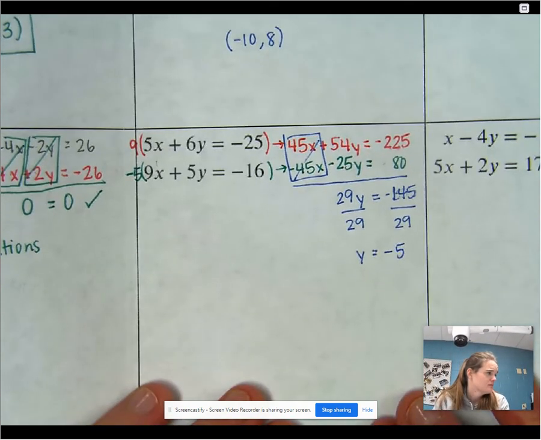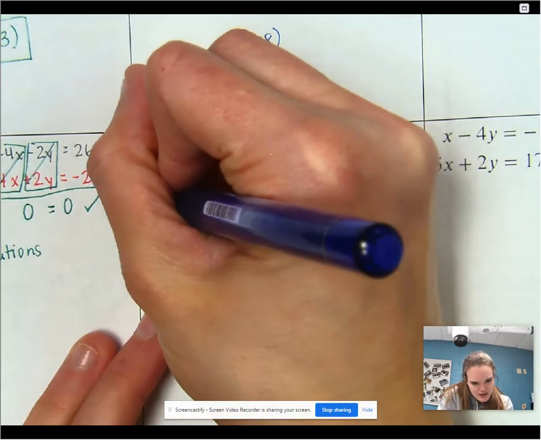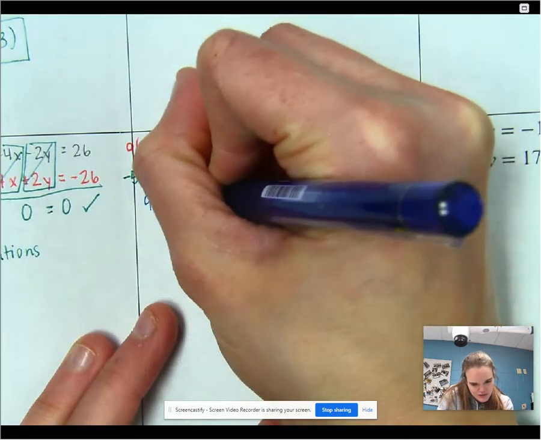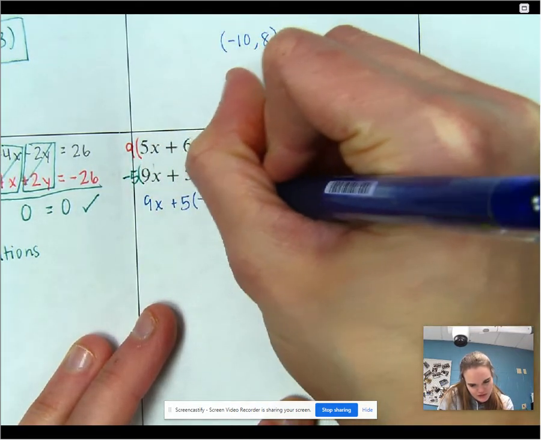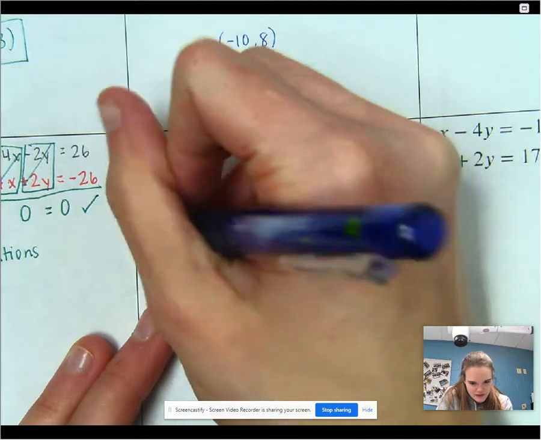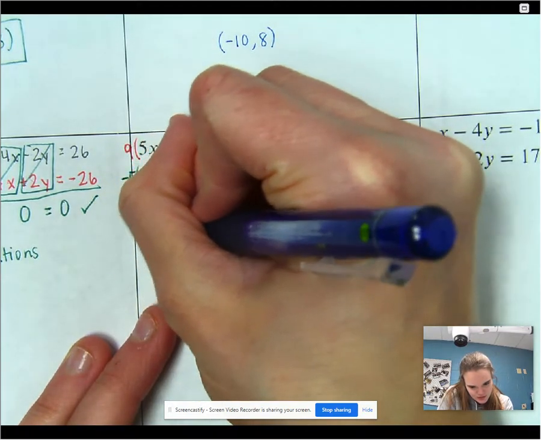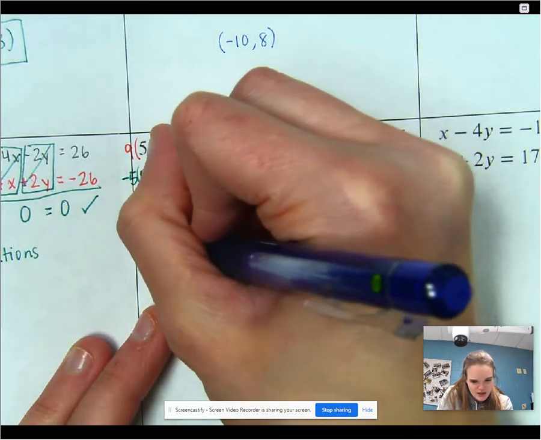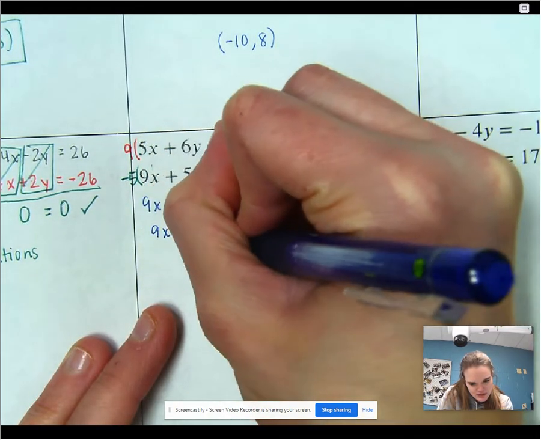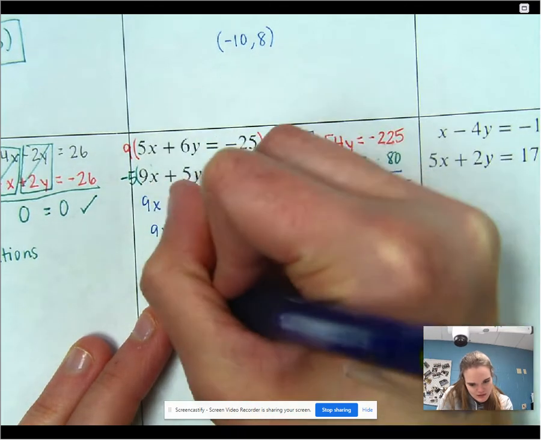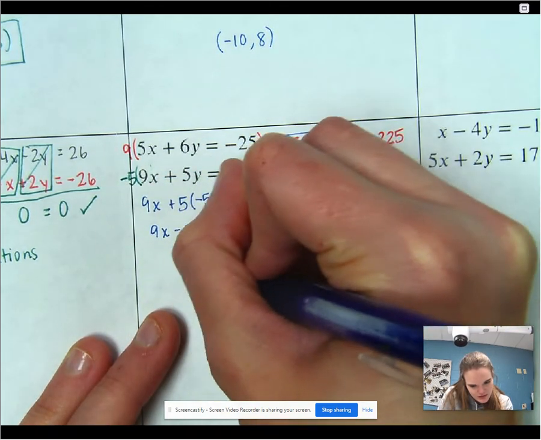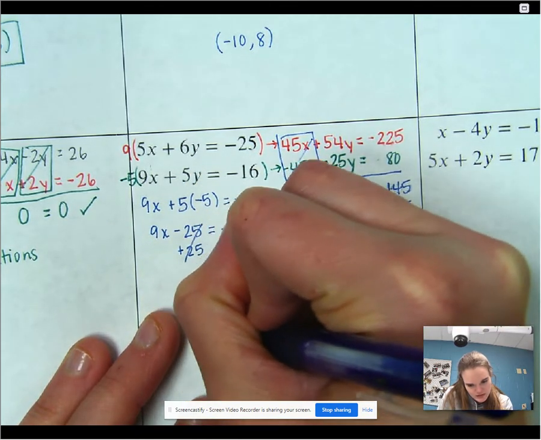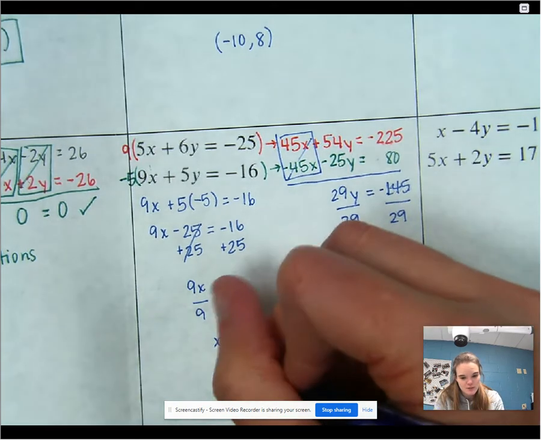Okay. We're going to plug it back in. 9x plus 5 times negative 5 equals negative 16. 9x minus 25 equals negative 16. Add 25. 9x equals 9. Divide by 9. X equals 1. So my solution is 1 comma negative 5.